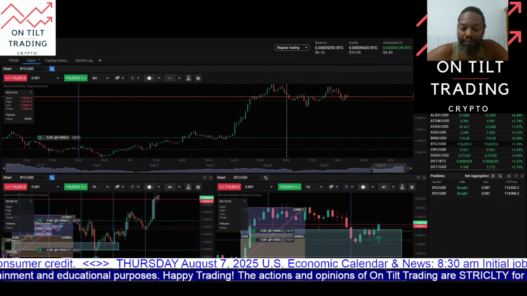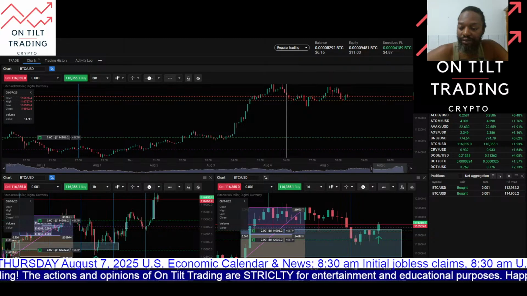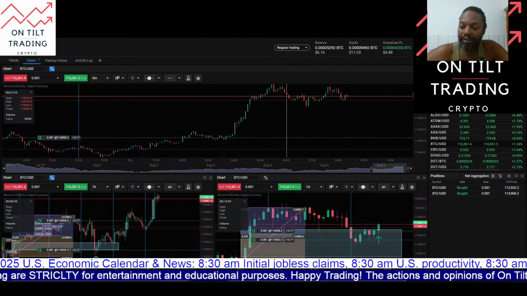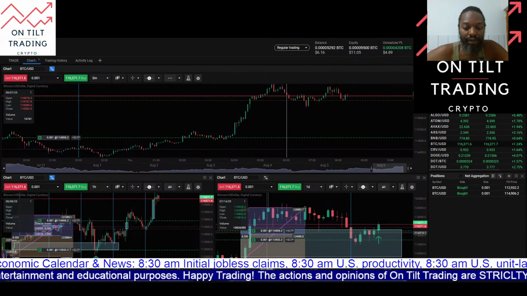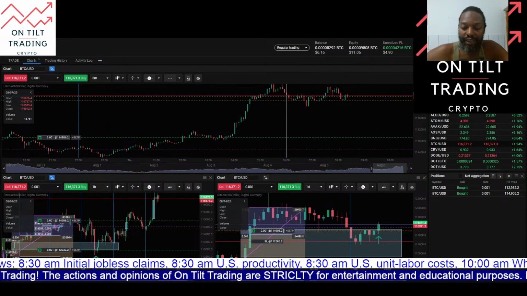So I set my stop below here with this entry, and you can see right here the open of this candle. And my stop loss is right here at the low of this candle.